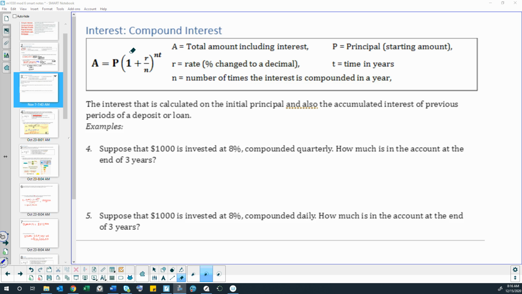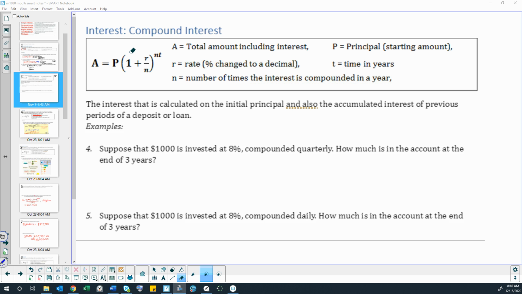We're dividing by N because we're compounding it that many times a year. So say, for example, we're compounding it quarterly. That would be 4 times a year. And so we're taking the annual rate R and dividing it by 4, dividing it into 4 times a year to do the problem.